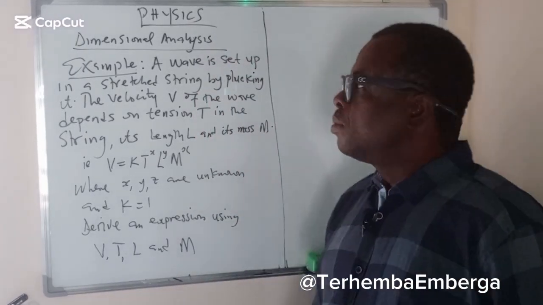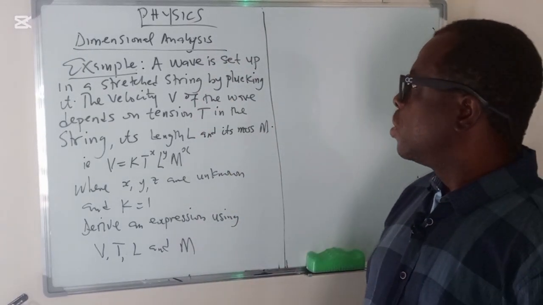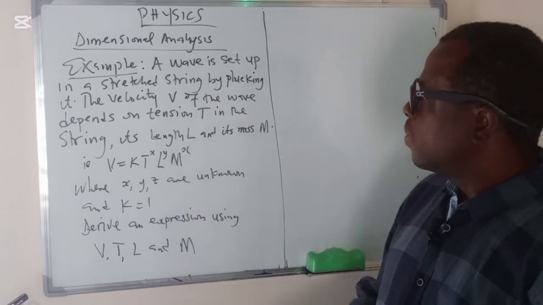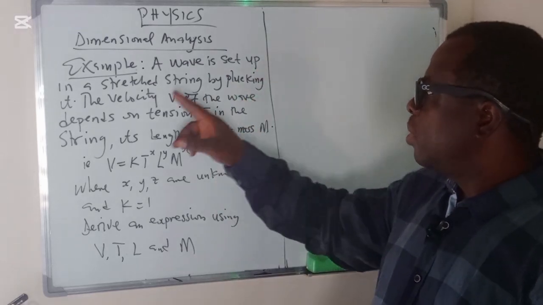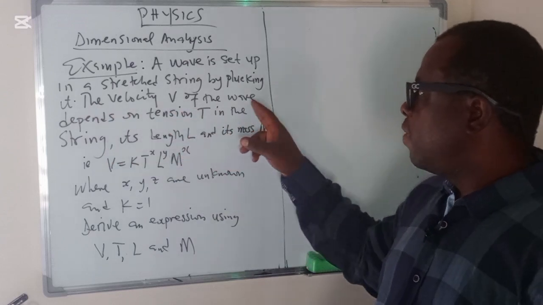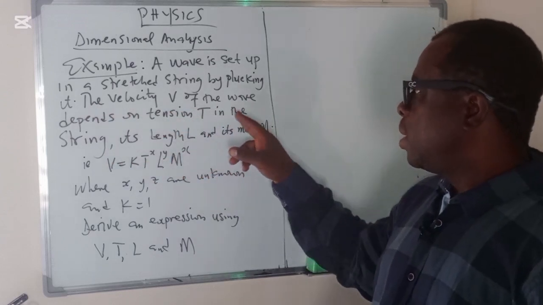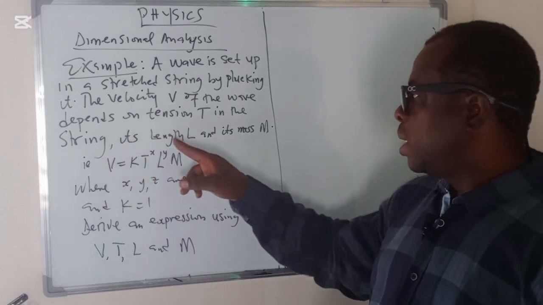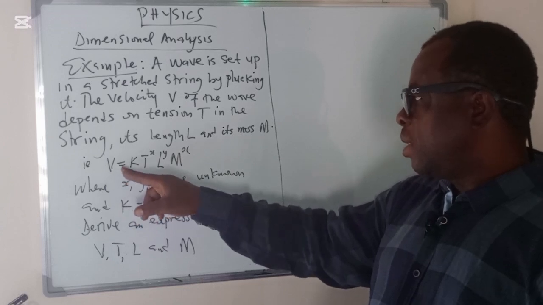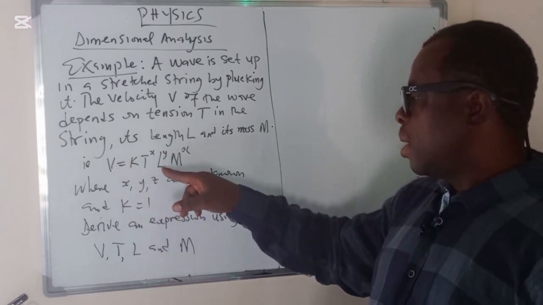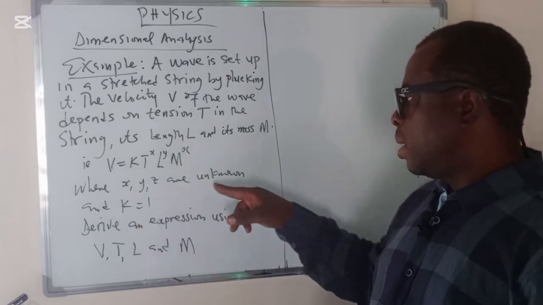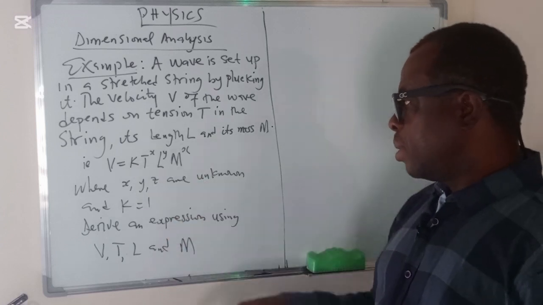We'll be looking at more examples on dimensional analysis. There's a problem here. A wave is set up in a stretched string by plucking it. The velocity v of the wave depends on tension T in the string, its length L, and its mass m. And this v is equal to k T raised to power x, L raised to power y, m raised to power z, where x, y, z are unknown and k is equal to 1.